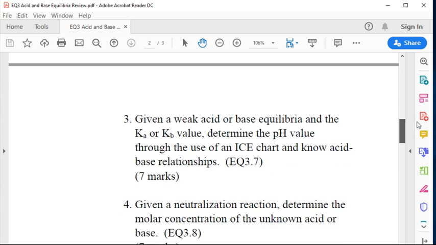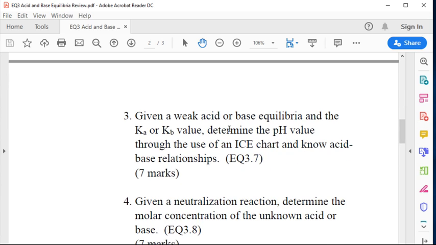Number 3 will be vice versa. Given a weak acid or base equilibria and a Ka or Kb, determine the pH through the use of an ICE chart and the known acid-base relationships. So if you look back in EQ 3.7, you'll see both types that we looked at there. So that's what those questions involve.